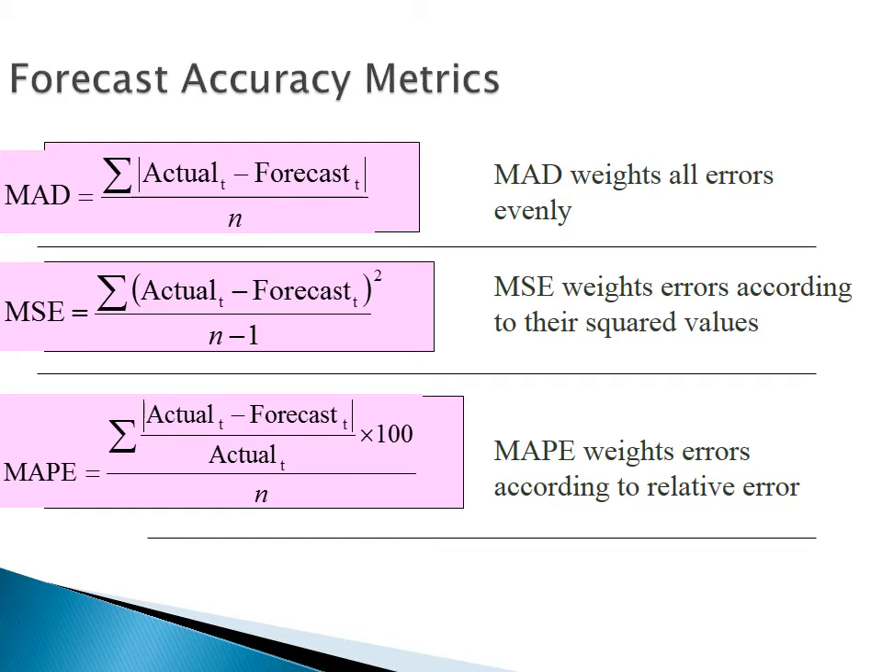For MAD, what we do is actual minus forecast, we sum them up and divide by n. We also take the absolute value. Please don't forget this absolute value. Again, there will be some problems where we'll be using it. In the mean square error, we square the error term. And in MAPE, we divide by the actual and multiply by 100 to get the percentage.